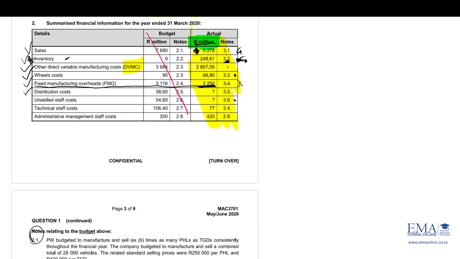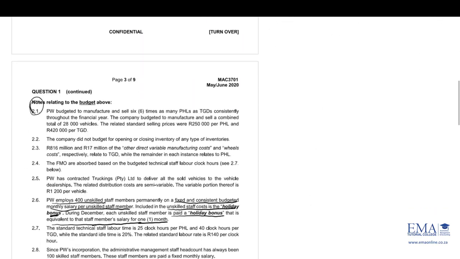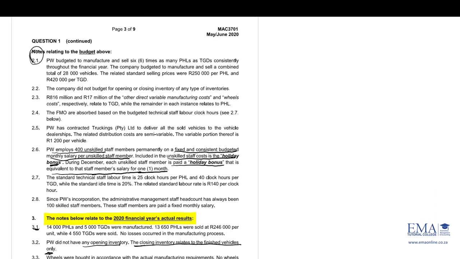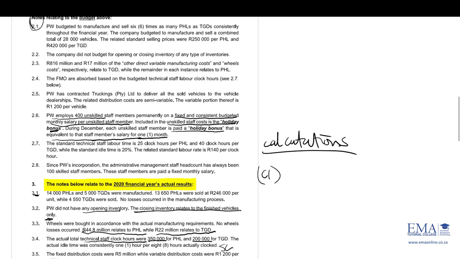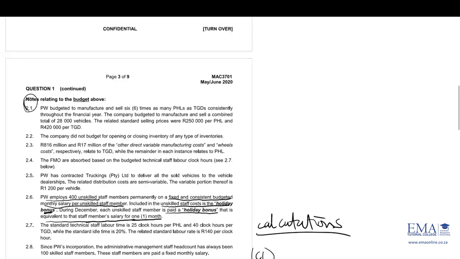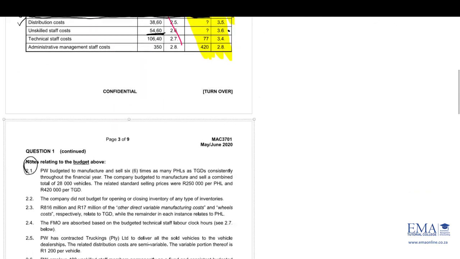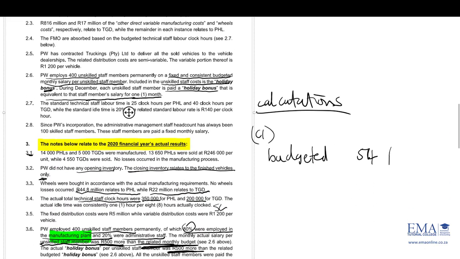Which is 54.60. So let's do this in a separate calculation so that we can all be on the same page. Calculations. Okay, C1 here. So we had the budgeted, right? Budgeted was 54,600,000. 54,600. So that's the budgeted.